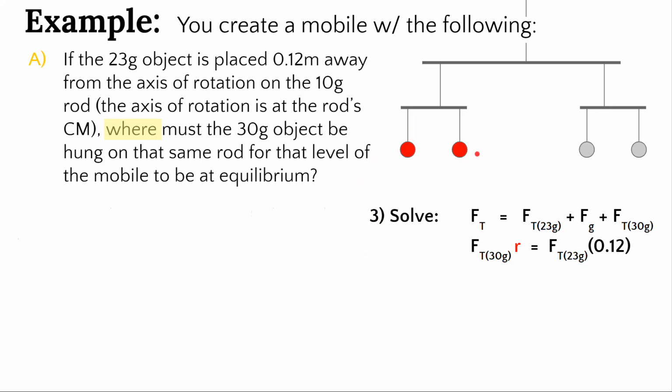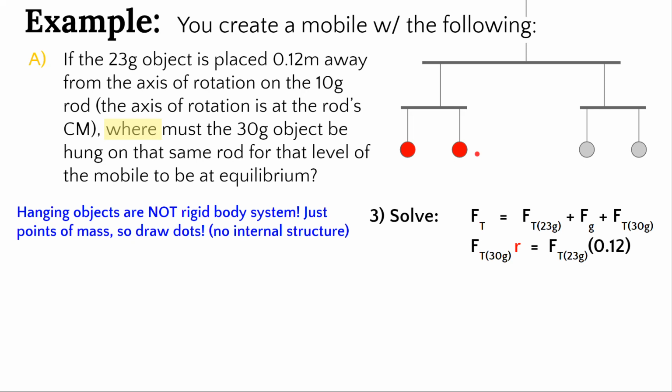Okay, so let's draw free body diagrams for those hanging objects. These are just point masses, two spheres hanging. We're going to draw these as a no-internal-structure system. We don't have to worry about drawing any shape to it because it's just a sphere. I have my 23-gram mass on this side and my 30-gram mass on this side. That's consistent with how I drew it a minute ago.